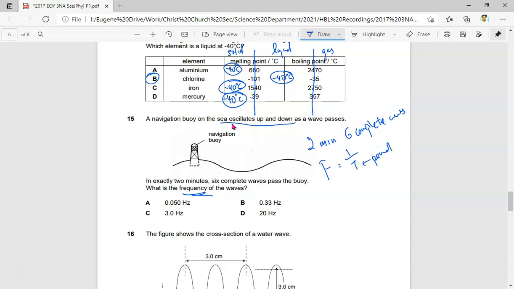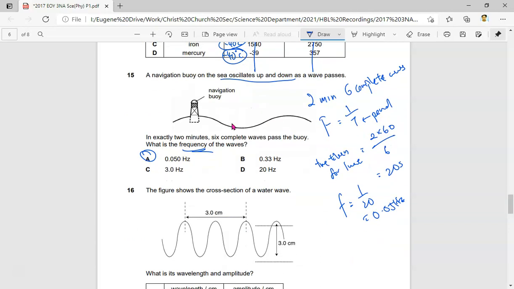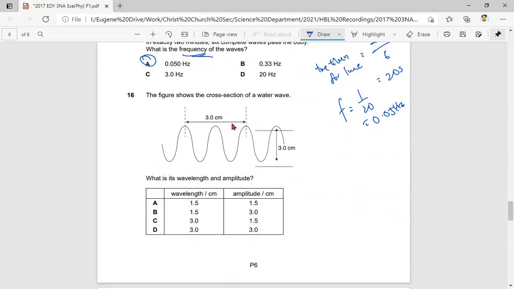So what exactly is period? Period is the time taken for one wave. So I'll take 2 minutes, which is 120 seconds, because it's 2 times 60. Let's just write here 2 times 60, convert to seconds, divided by 6. So each wave is 20 seconds. So the period is 20 seconds. Therefore frequency is 1 over 20, which means 0.05 Hertz, which is A. So how to do this one is to find the period first, thereafter find the frequency. Okay, question 16. The figure shows the cross-section of a water wave.